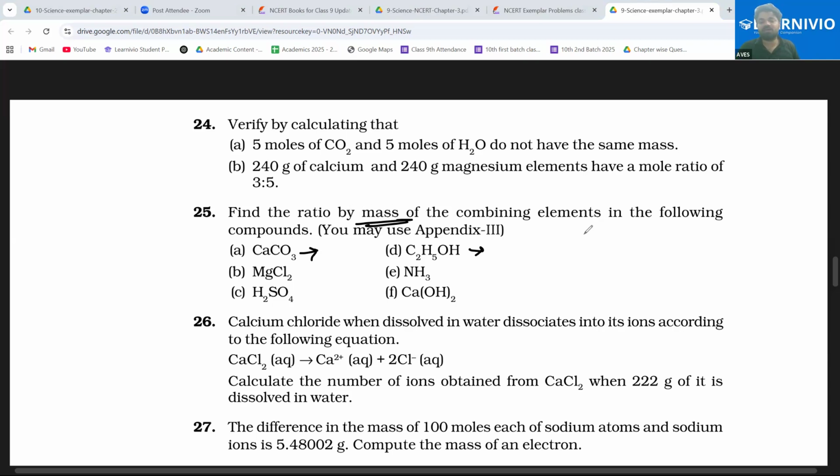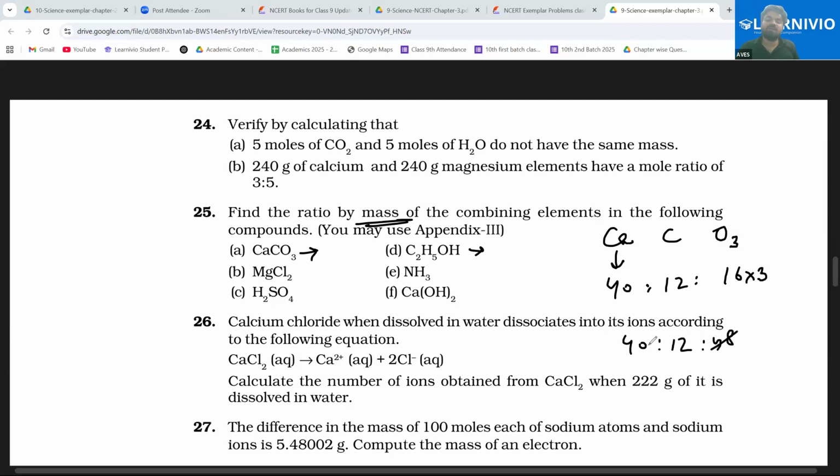The combining element ratio is very simple. Mass percentage is a different thing; we'll discuss it later. For example, if we have calcium, carbon and oxygen: calcium mass is 40, carbon is 12, and oxygen is 3, so 3 times 16, which is 48. So 40 is to 12 is to 48.